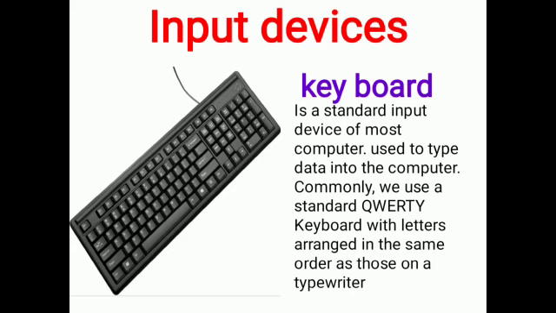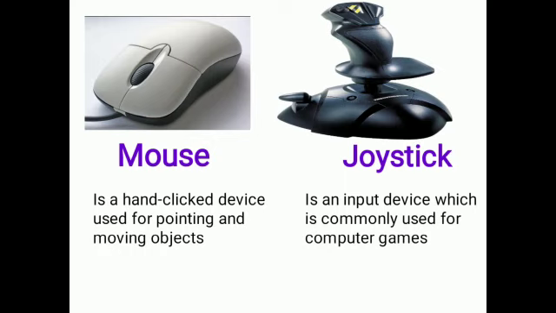Next one, mouse. Another most familiar input device is the mouse. It is a hand-held device used for pointing and moving objects. It contains three buttons, two side buttons and one middle scroll wheel.